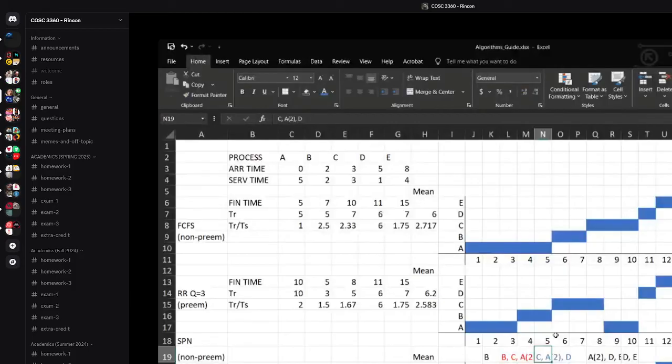But definitely study all these scheduling algorithms. I want to say it's like 25 to 30% of your grade, at least. But I don't know the exact number, honestly. I could ask Rincon on that actually. But yeah. Okay. Any questions on this?